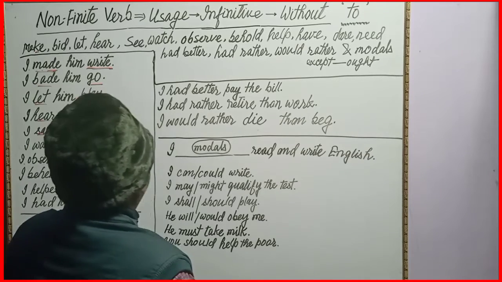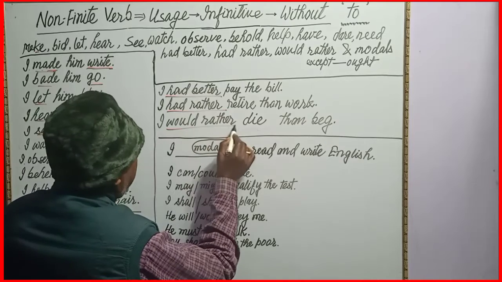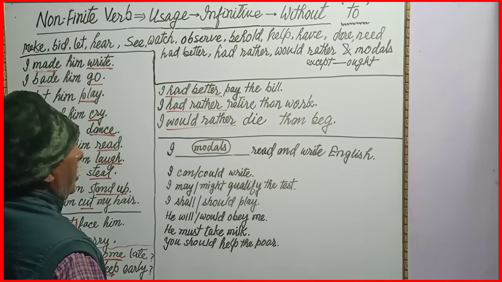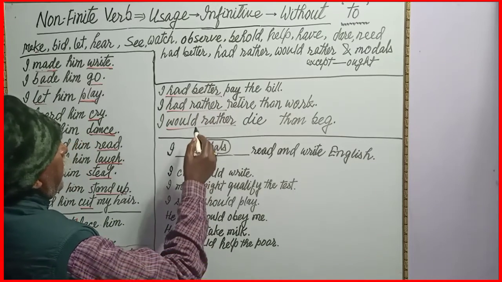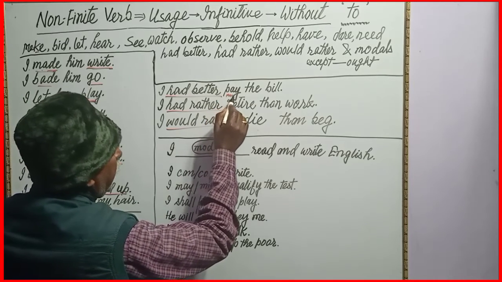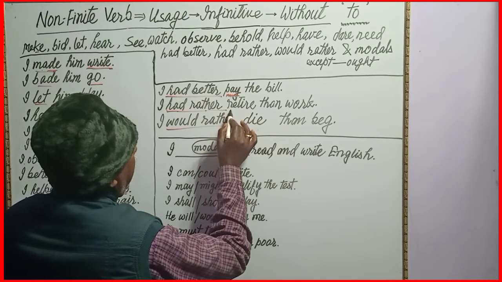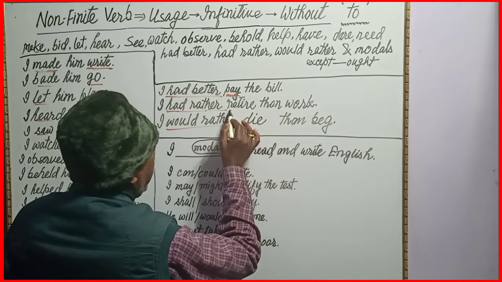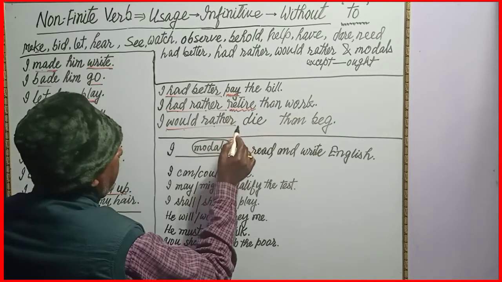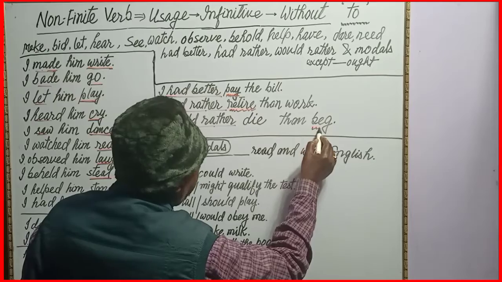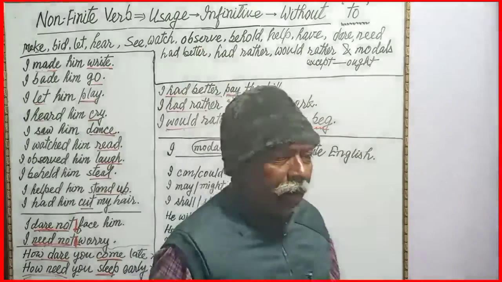And after had better, had rather, would rather, no "to" infinitive is used. I had better pay the bill. बिल चुका दिया होता. Pay here, no "to". I had rather retire. मैं रिटायर हो जाता, काम करने से पहले रिटायर हो गया होता. Retire here is an infinitive without "to". I would rather die, then beg, मांगना. Here, infinitive again without "to". So these are the verbs.